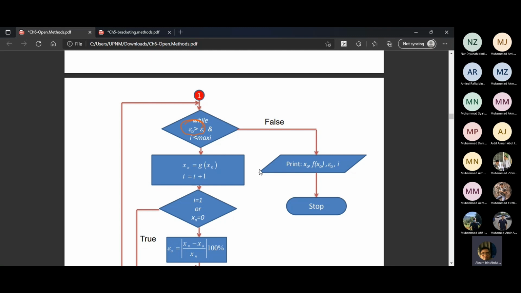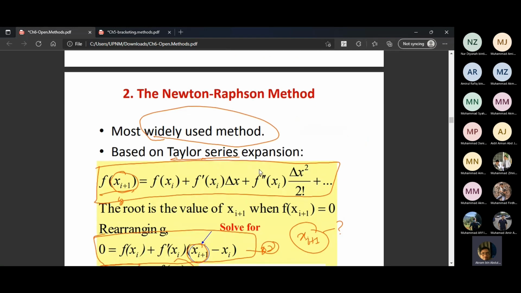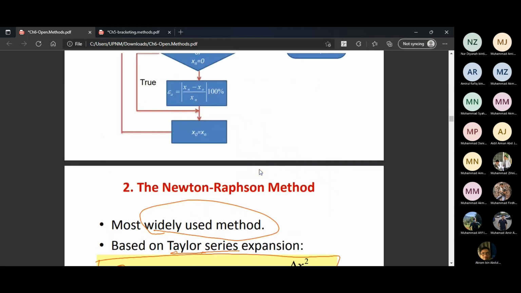So katakanlah you buat iteration tak dapat nilai epsilon A tu rendah daripada epsilon s, tapi kita dah bagi, katakan maximum iteration adalah 10. So bila dia reach 10 walaupun tak dipenuhi, maka dia akan berhentikan computation tu. So dia akan stop lah program. So dia tak akan loop forever, dia tak akan terperangkap dalam loop tersebut.